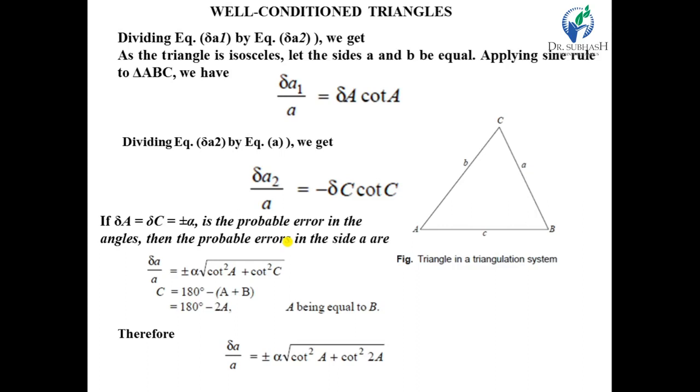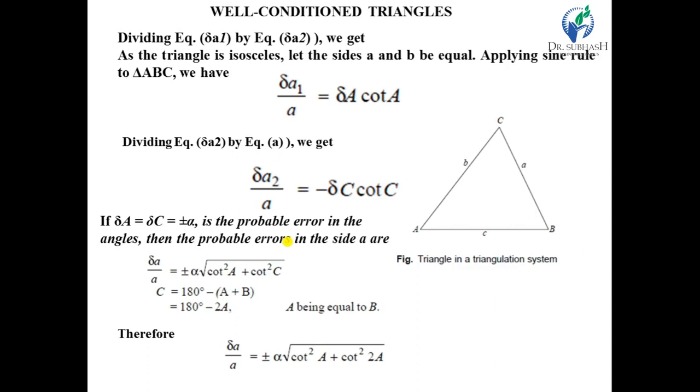By dividing equations delta A1 and delta A2 by A, we can get the equations for the isosceles triangle, where we have to consider the sides A and B equal. Delta A1 upon A is equal to delta A cot A. Dividing equation delta A2 by A, we get delta A2 by A is equal to minus delta C cot C.